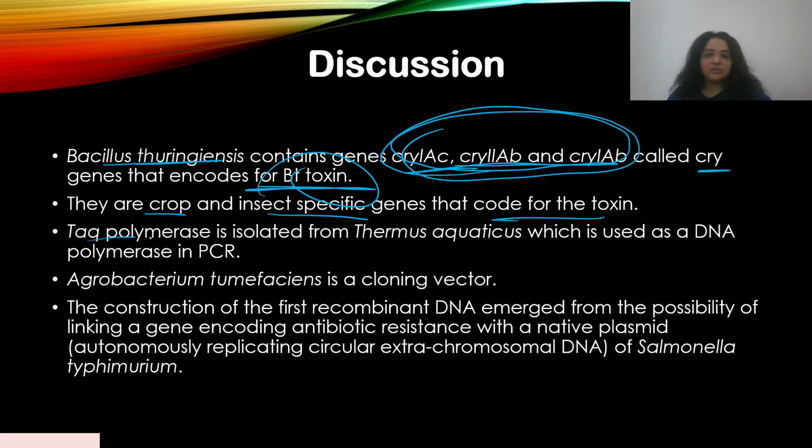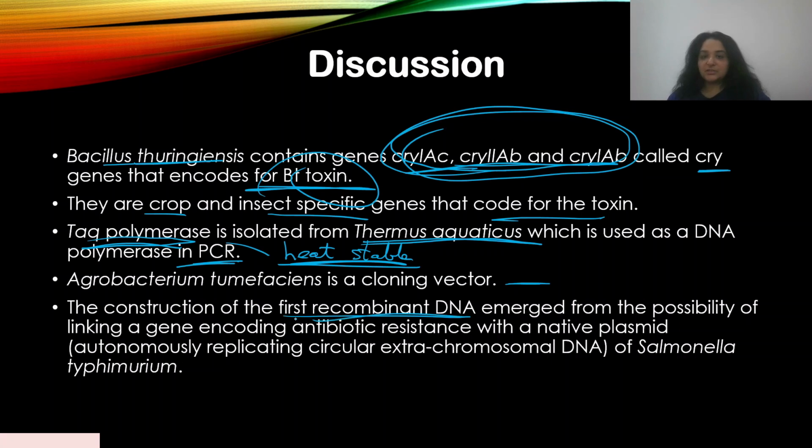Yep, and Taq polymerase is a DNA polymerase enzyme isolated from Thermus aquaticus, okay, which is used as DNA polymerase in PCR. So it's a heat stable enzyme. Okay, a very important property of this particular enzyme, it is heat stable. Okay, and Agrobacterium tumefaciens is a vector, so we've already studied that before.